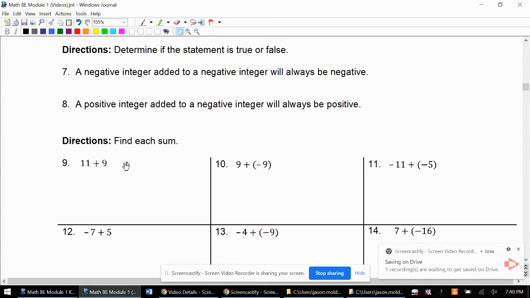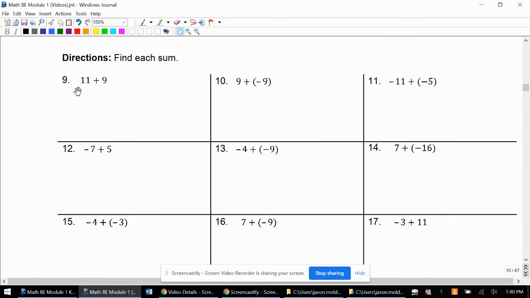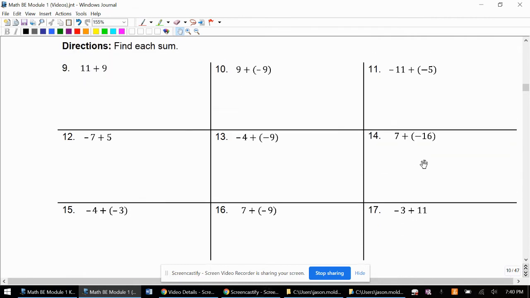We're on page 2 of the 1-1B lesson. We're going to skip 7 and 8. And 9 through 17, it says find each sum. All right, we're going to try to do these without tiles. So I'm going to offer some suggestions along the way.